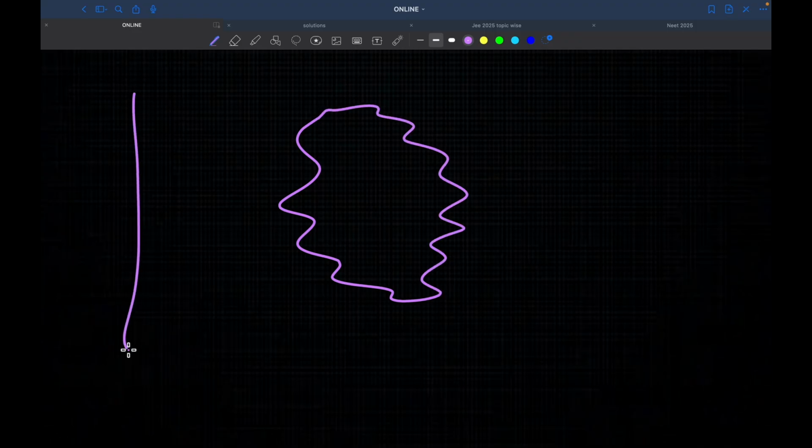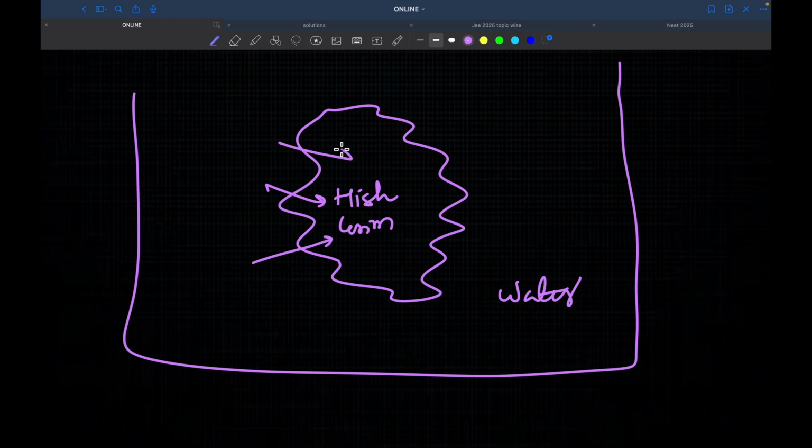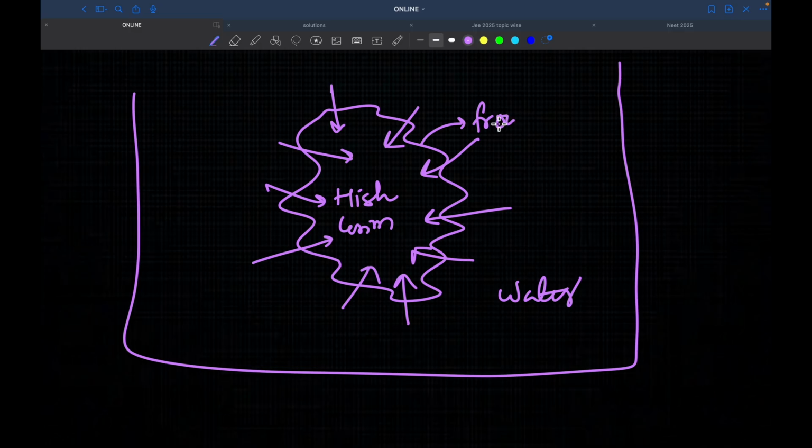right? So when you keep it inside the water, inside here high concentration is present. Here we have water. So what happens? Water tries to enter into this. Water enters here, right? So here the fruit wall is acting like a semi-permeable membrane. This process is called as osmosis.